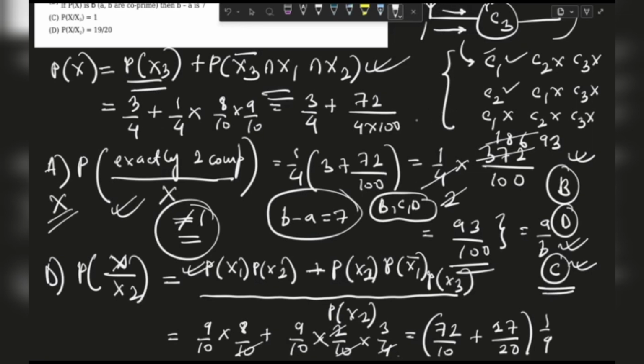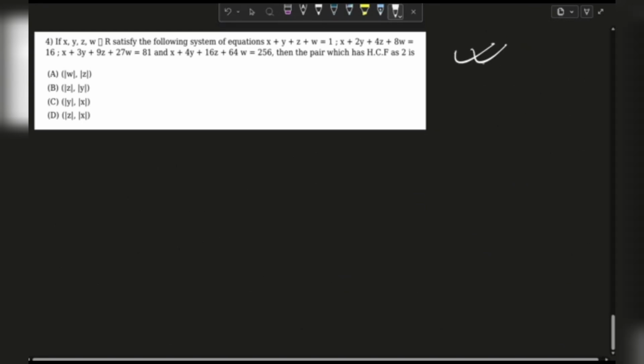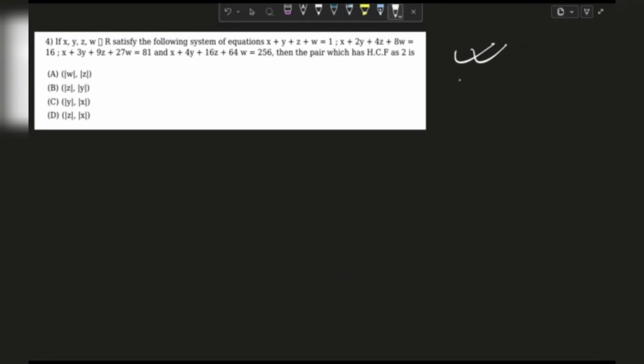This was a pretty good question on probability. I like this. So now let's move on to the next question. So here's our next question. This is an easy question, like you can say this is a trick and treat question. You can try it out yourself. I will wait for a few seconds.